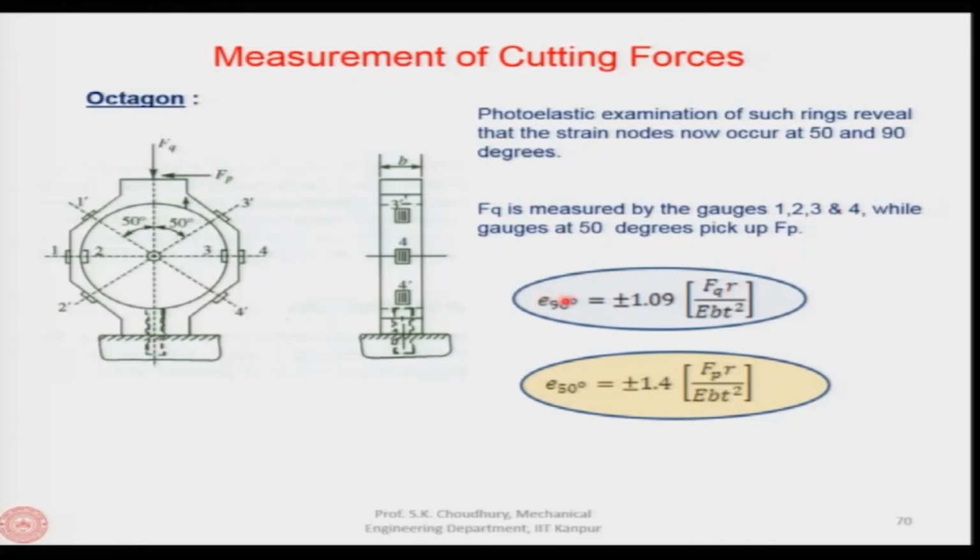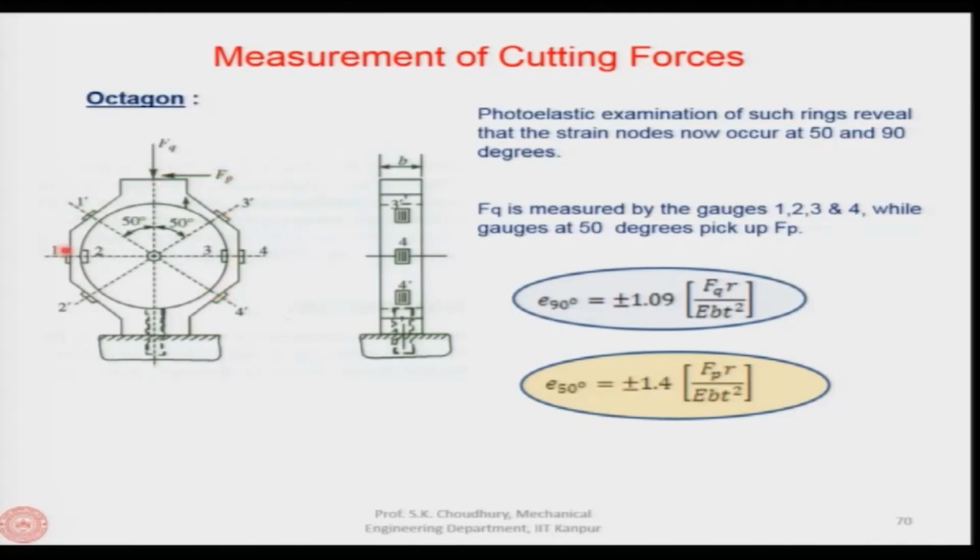Now, at 90 degree the magnitude of the strain will be plus minus 1.09 Fqr divided by EBT square. So, this remains the same as in case of the ring type dynamometer or ring type structures, whereas at 50 degree angle from the vertical axis, at these nodes the strain will be plus minus 1.4 Fpr divided by EBT square. Now, Fp, because these are the sensors which will sense the force Fp.